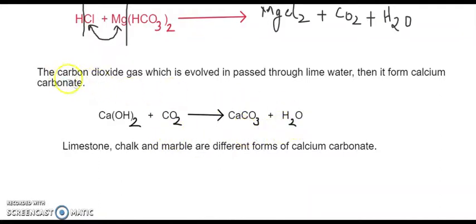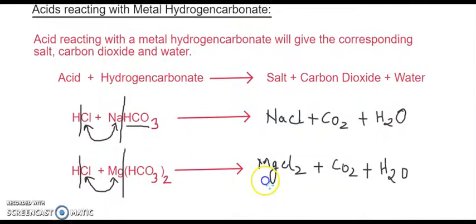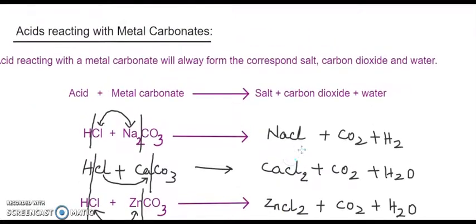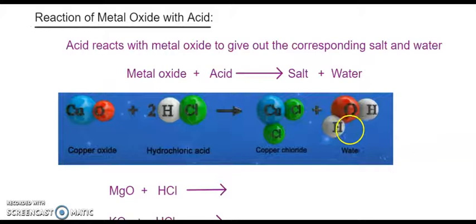So the carbon dioxide that we got in the previous reactions, that is when a metal carbonate or metal hydrogen carbonate is reacting with an acid, that carbon dioxide is allowed to pass through lime water and we get calcium carbonate. Calcium hydroxide reacted with carbon dioxide gives us calcium carbonate. Correct? Limestone, chalk, marble, they all are calcium carbonate. So what is the final thing? When any acid is reacting with a metal hydrogen carbonate or metal carbonate, the end products are salt, carbon dioxide and water. Correct? Next, what happens in the reaction of a metal oxide with acid?